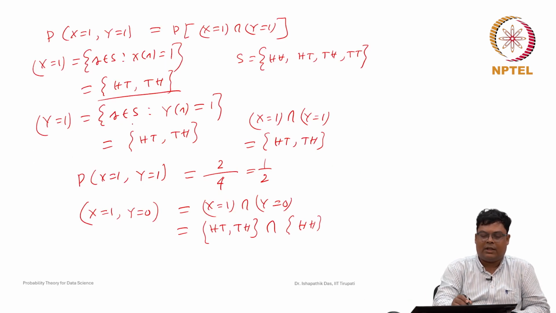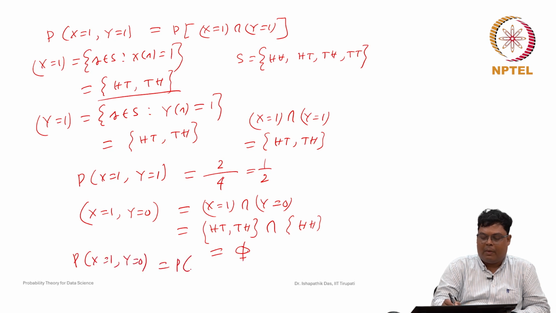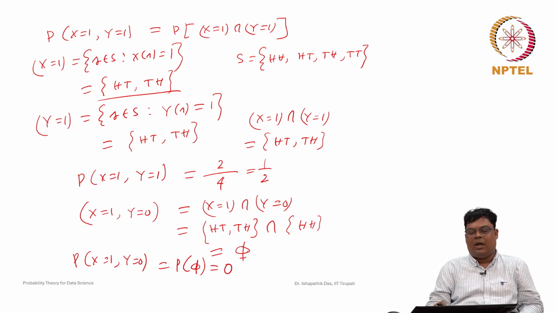So y is equal to 0 is all s in S such that y of s is equal to 0. Here y is given by the number of tails, so y is equal to 0 means head head. This is correct. But this intersection is phi, the null set. Hence, the probability that x is equal to 1, y is equal to 0 will be the probability of the null set. It is not possible, so it is 0. You are tossing 2 coins, you get 1 head and again you get 0 heads. Intersection means both events happened.